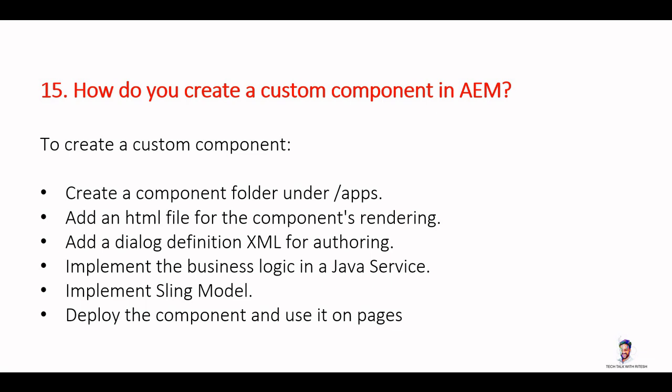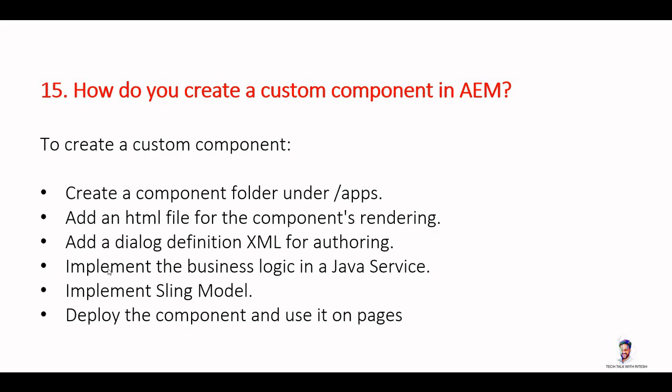There might be some OSGi services from where maybe you are hitting the service, getting some data, getting it in your Sling models, etc. That extra logic. But the very basic thing is to create a component under the apps folder. We create the component, we create the dialog, and then we create the Sling model.